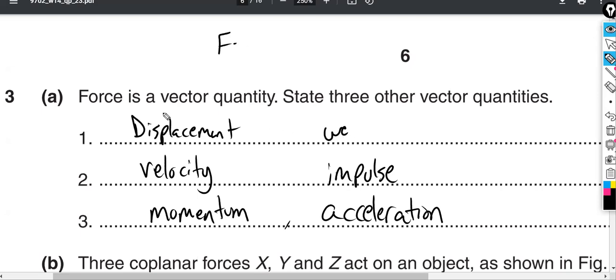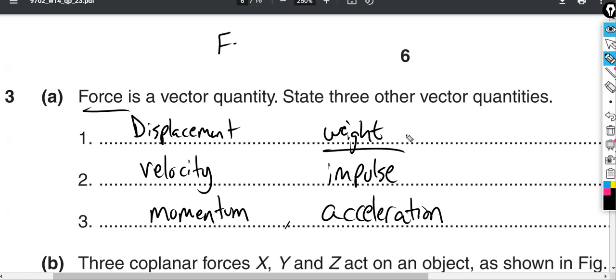Weight, good. Well, weight is a force. Let's credit weight, okay? Weight is the force due to gravity. So tension, that's another force. Force is so important. There are different types of forces like tension, weight, friction. Those are all types of forces. So they're all vectors, that's true.